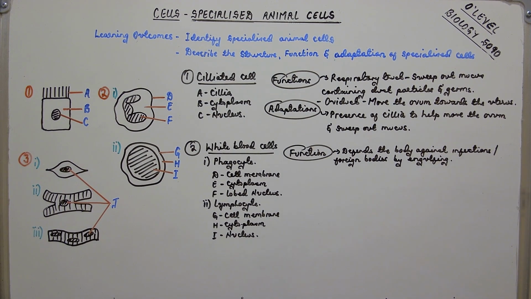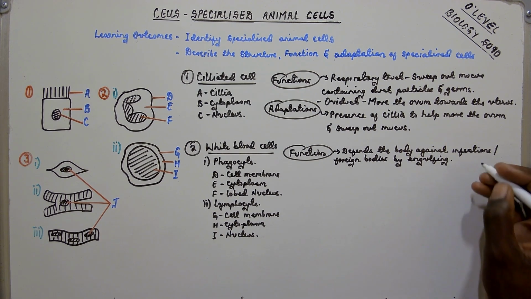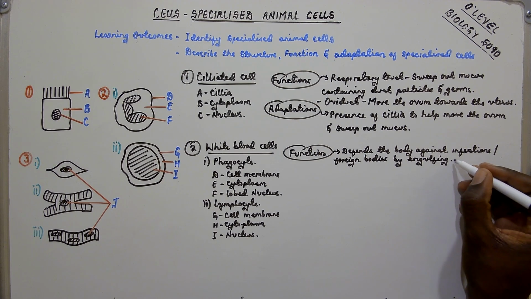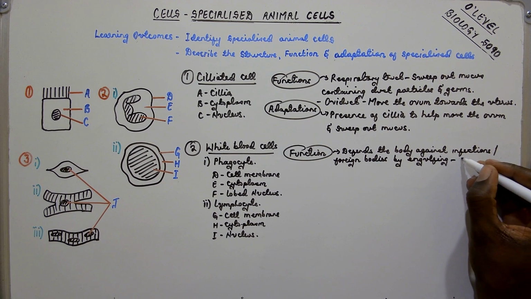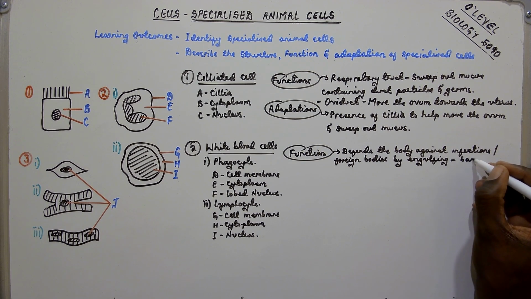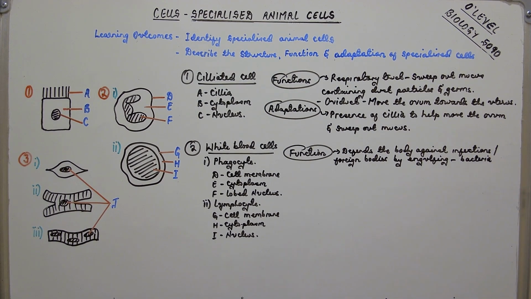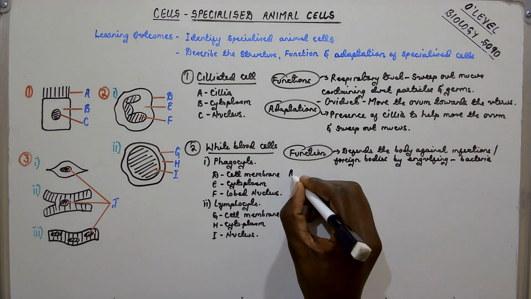Okay, so they defend the body against infections by engulfing that foreign substance. What is that foreign substance they'll be engulfing? An example, you can say bacteria. Okay, that is one. Now let's look at the adaptations of this particular cell called phagocyte.